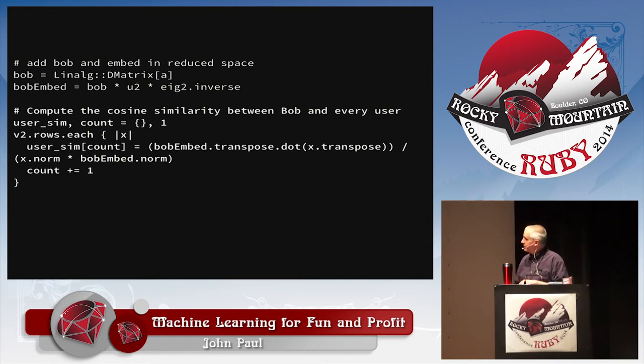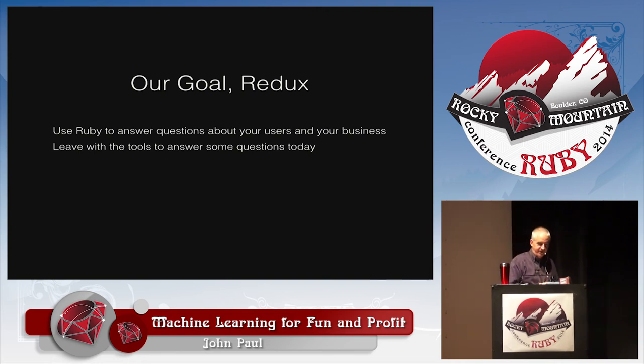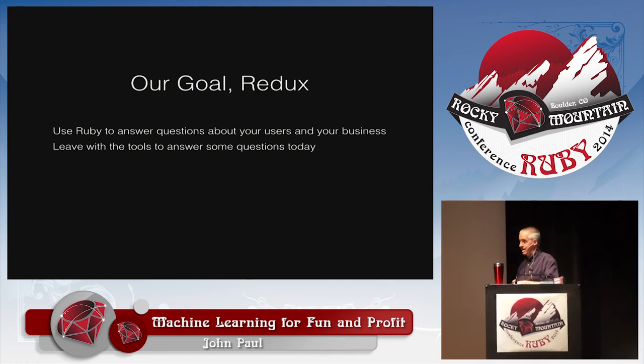And then we did cosine similarity at the end, which is how we figured out how far apart things were. And now we're at a point. Our goal was to figure out how to use Ruby to answer questions about our users and our business. And what I tried to do very, very quickly was give you some tools.